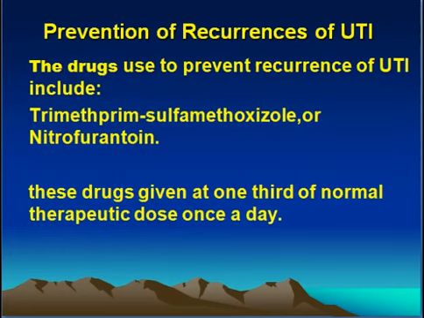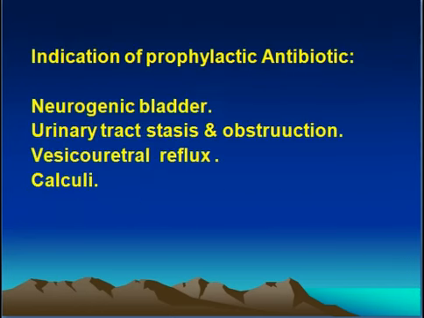Prevention of recurrence of UTI. We can prevent recurrence of UTI by use of drugs, including trimethoprim-sulfamethoxazole or nitrofurantoin. These drugs are given at 1/3 of the normal therapeutic dose once daily. What are the indications of prophylactic antibiotics? The indications include neurogenic bladder, urinary tract stasis and obstruction, vesicoureteral reflux, and stones.